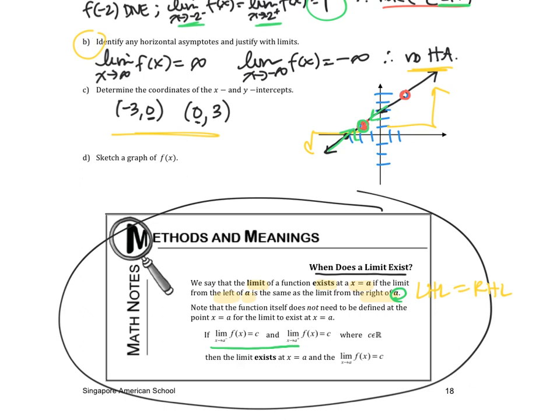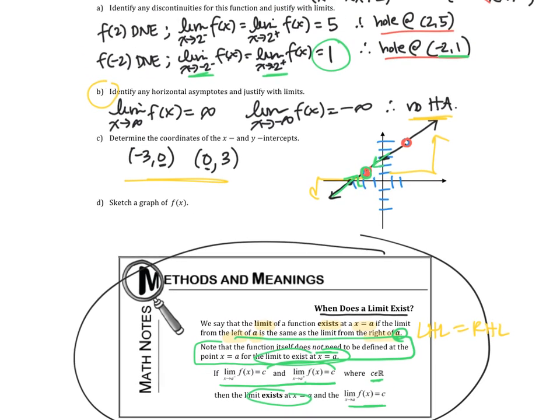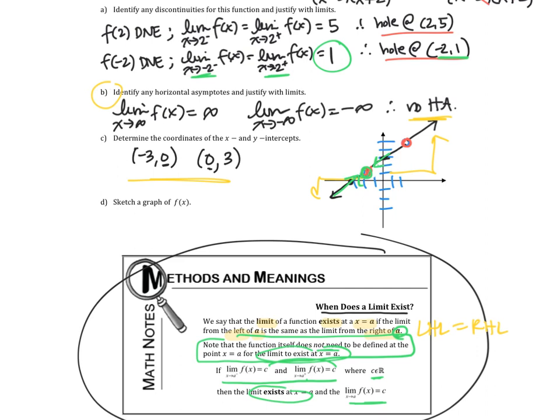So here is what we wrote up there, where c is a real number. The limit as x approaches a particular value from the left and a particular value from the right, if it's the same value, then that means the limit does exist. It does not mean that it has to be defined. Note, the function itself does not need to be defined in order for a limit to exist. As such, up here, it's not defined. It's a hole. F of negative 2 does not exist, which is what we wrote here.